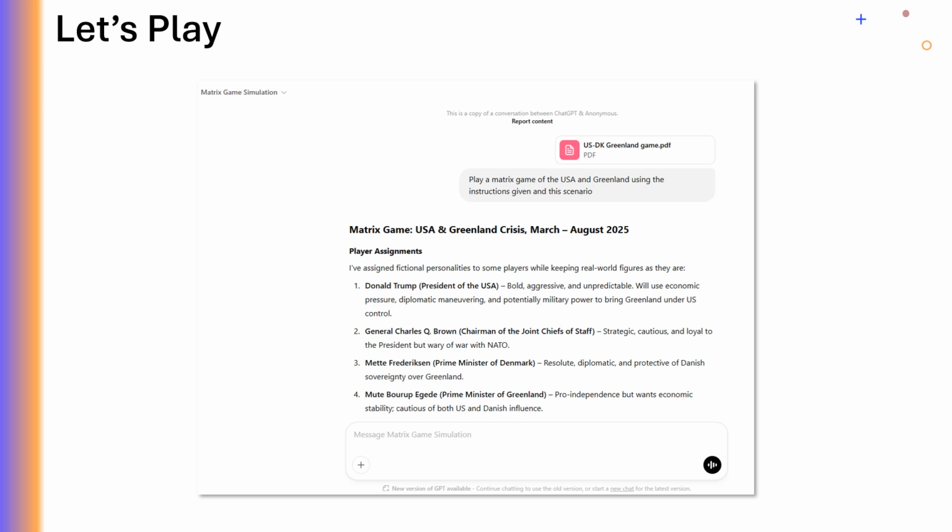Somebody pointed out after about the first or second turn that we didn't have China in the list of players, so I just told ChatGPT to add China in as a player, and it was quite happy to do that and then carry on the game.